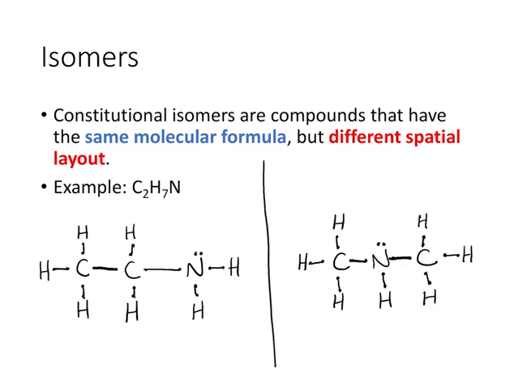So they do have different names. The structure on the left is called ethylamine, and the structure on the right is called dimethylamine. And don't worry, we'll get into naming later on. So don't worry too much about the names at the moment.